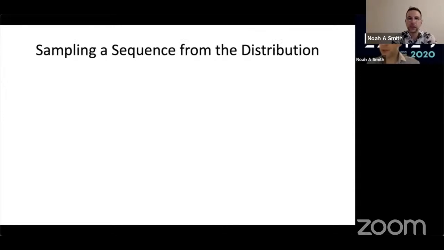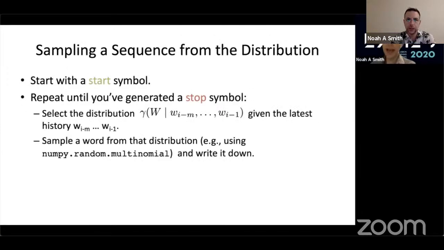Another algorithm that's useful to know is how to generate a sample from the underlying probability distribution in our language model. This one is also pretty simple and intuitive. We start out by writing down the start symbol, which we might erase later. We might not actually need to know that the sequence started with a start symbol in our use case, but for the purpose of making sure we generate the sample correctly, we start with the start symbol. And then we're going to repeat until we get to a stop. You're going to pick the distribution, gamma, of the next word, given the m-word history that we already wrote down.